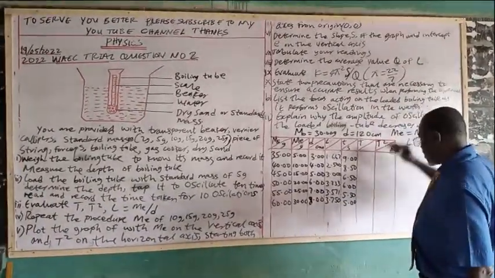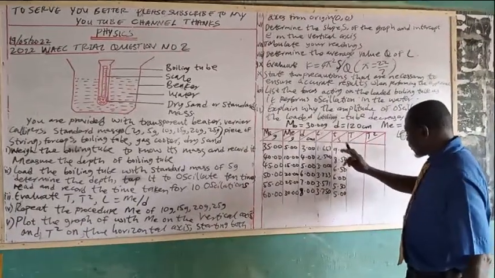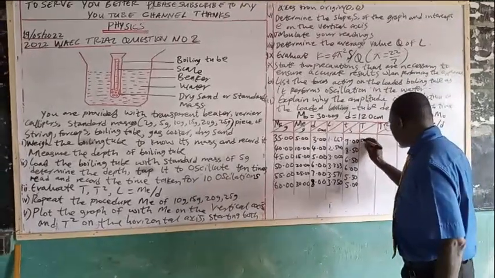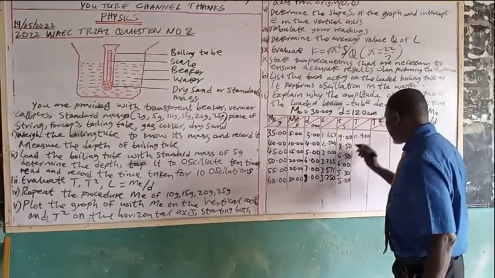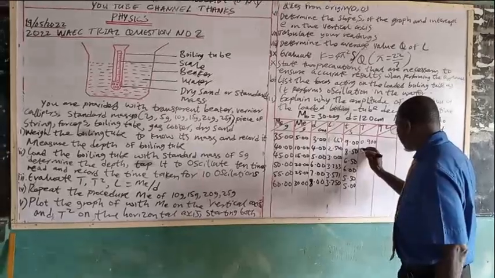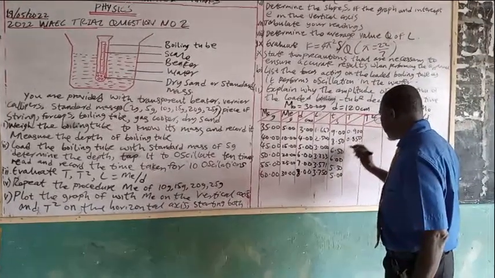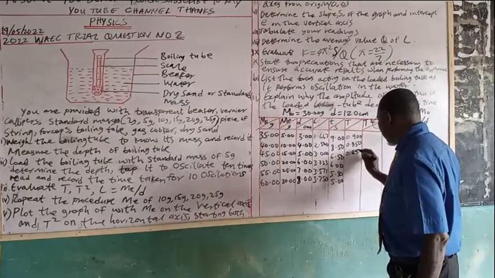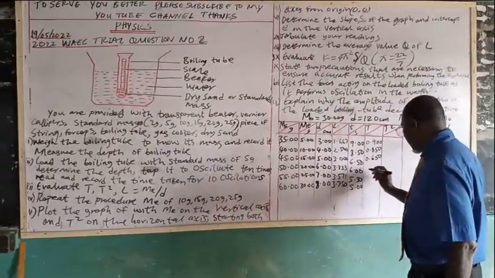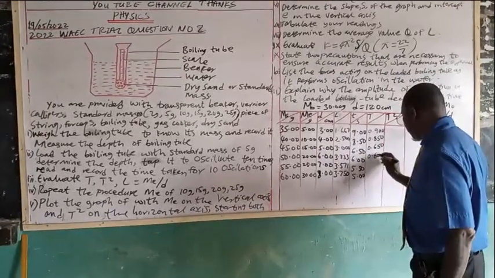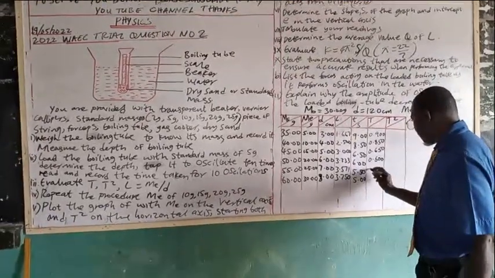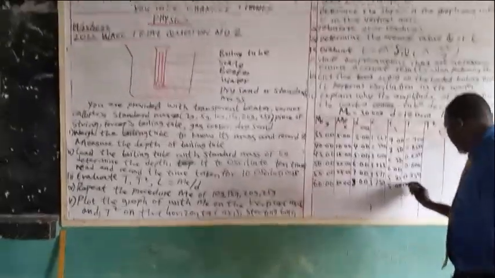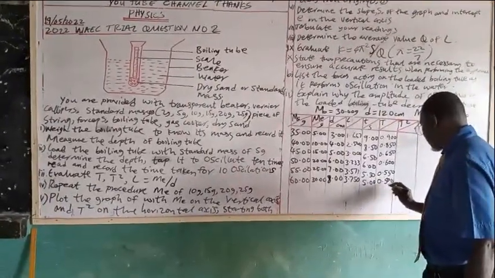the number of oscillation is 10. We divide t, this column, by 10. 9 divided by 10, 0.9000. 8.5 divided by 10, 0.850. 6.5 divided by 10, 0.650. 6 divided by 10, 0.600. 5.5 divided by 10, 0.550. 5 divided by 10, 0.500.